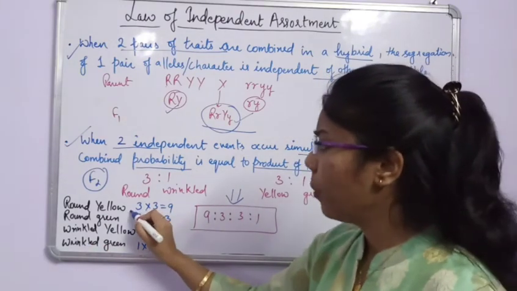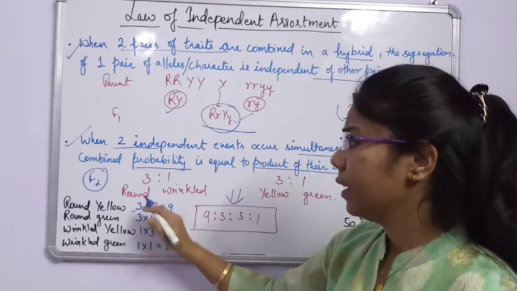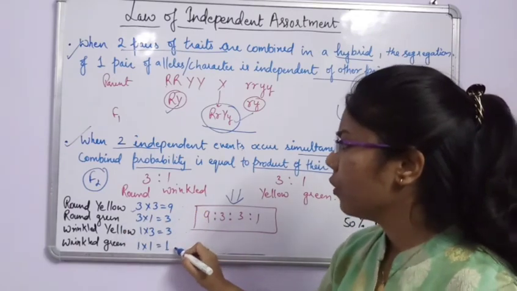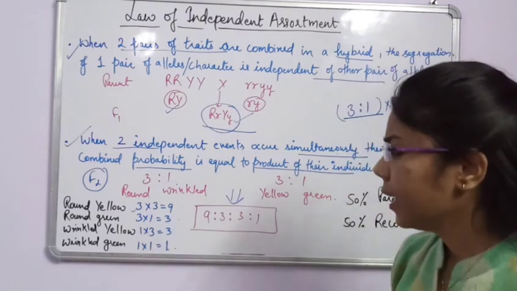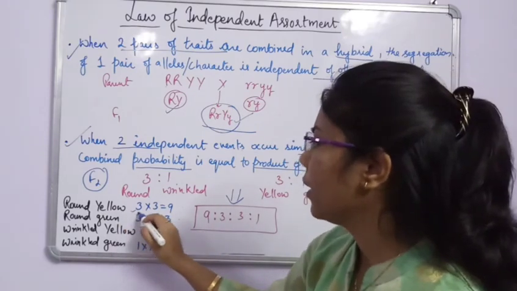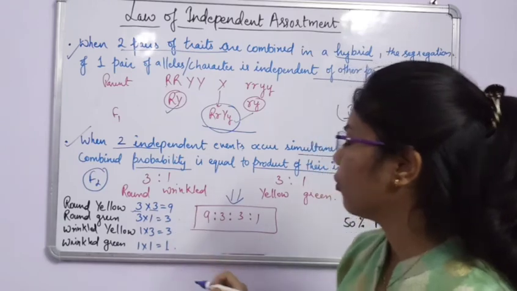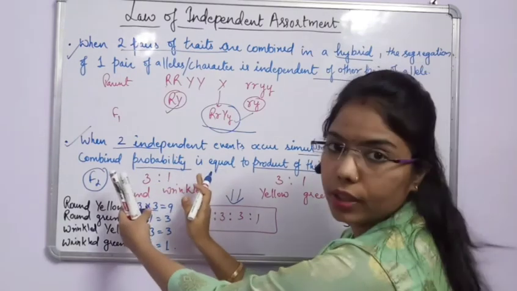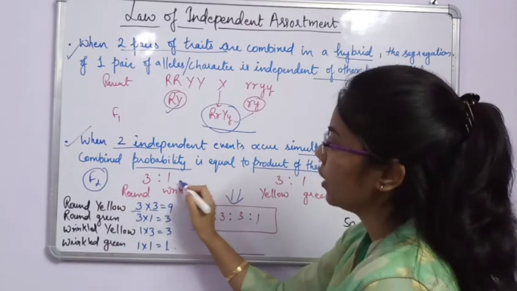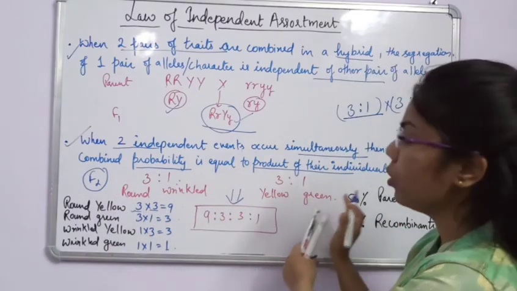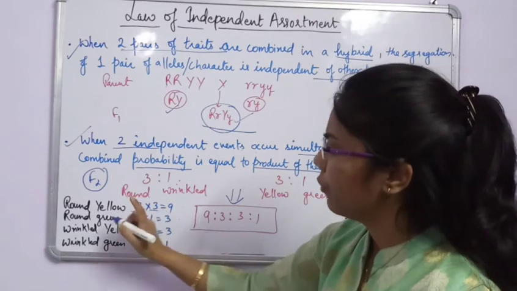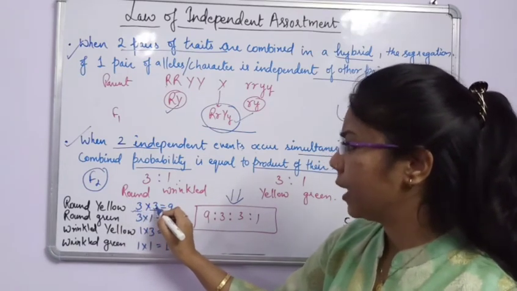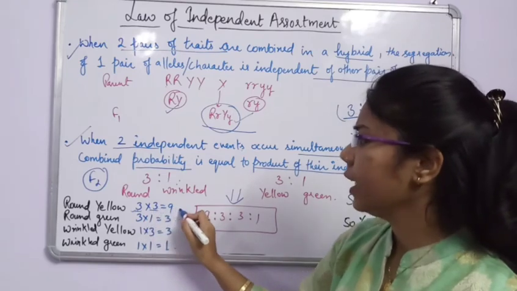So how many round yellow and how many of the others are we getting here? In the ratio of 9:3:3:1. So how have we done this? If I show you here, round yellow, 3:3. Why? What have we done? If we take this monohybrid, this part, we are getting 3:1. When we take this one, 3:1. So in the first part we have the ratio 3, and it will multiply with the 3 and we get 9.